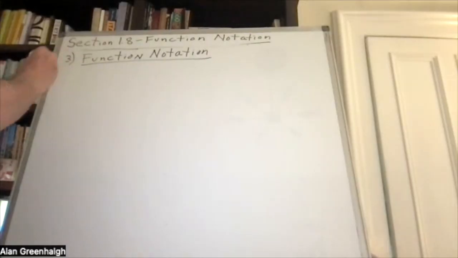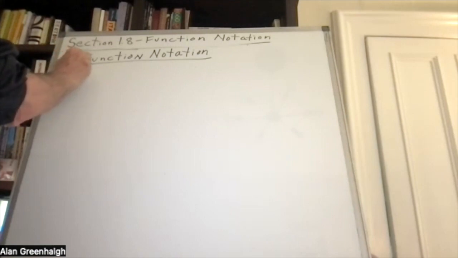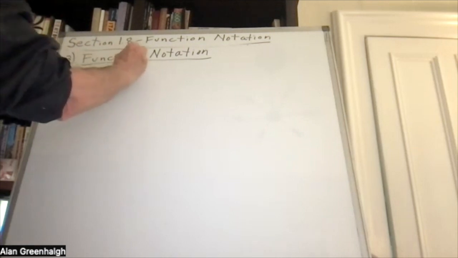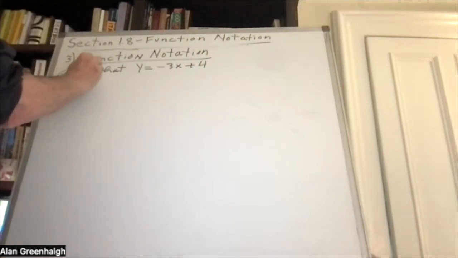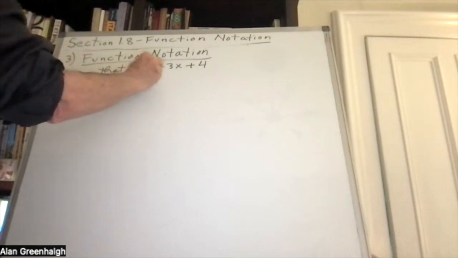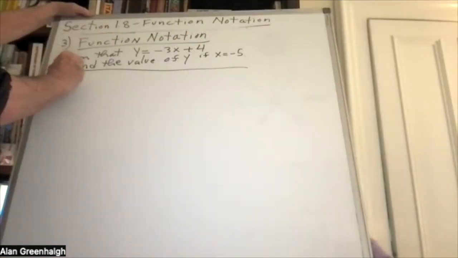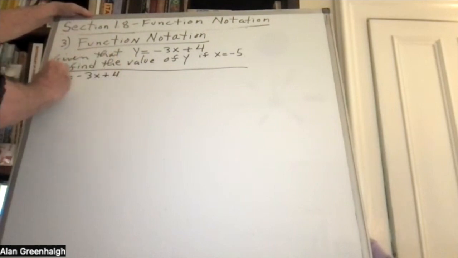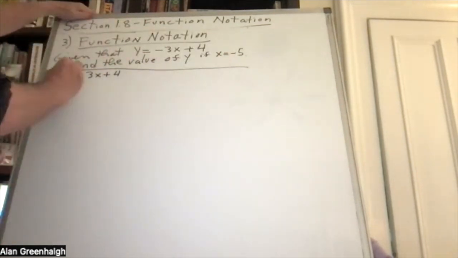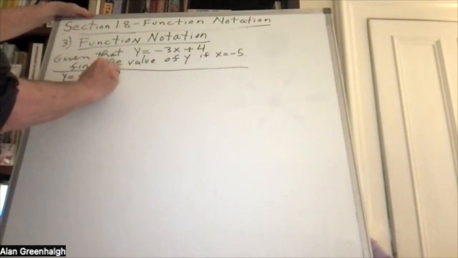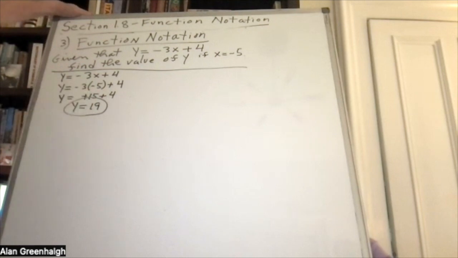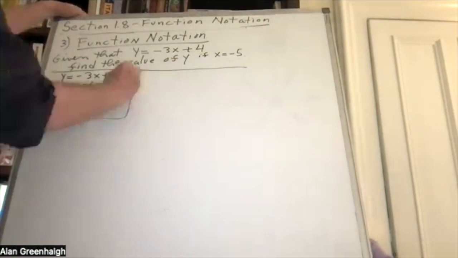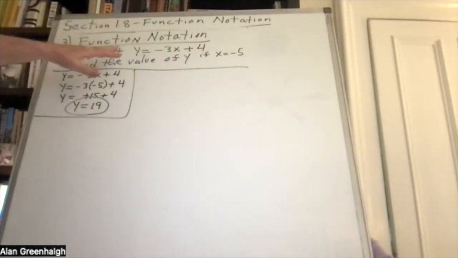Okay. Here's a problem I'd like you to think about. Given that y equals -3x plus 4, find the value of y. Y is equal to -3x plus 4. But we are told that we want x to equal -5. So -3 times -5 plus 4. And obviously, this comes out to +15 plus 4, and y is equal to 19. And that's it. But look at all the words that had to be used just to get this problem.